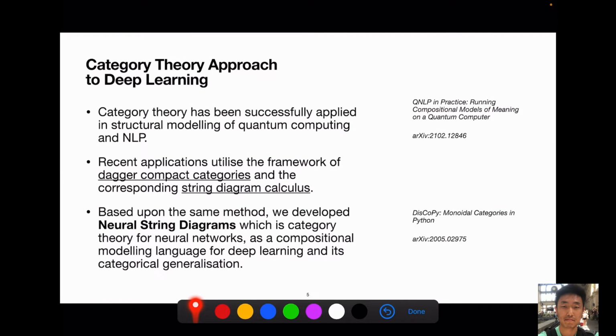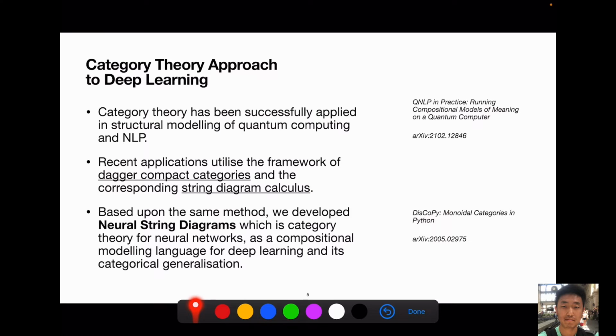Now let's delve into our category theory approach to deep learning. Category theory has been successfully applied in structural modeling of quantum computing and natural language processing. And here is a recent paper on that, QNLP in practice, where QNLP stands for quantum natural language processing. The recent applications utilize the framework of Dagger compact categories and the corresponding string diagram calculus. And actually, the people behind this project also developed a Python library called DiscoPy, which can implement these Dagger compact categories and string diagram calculus.